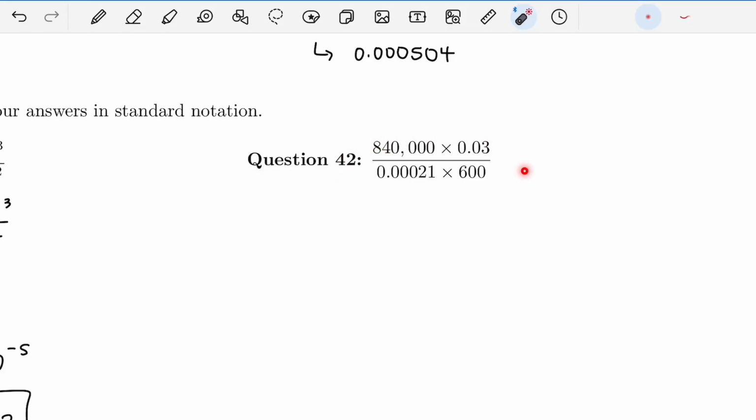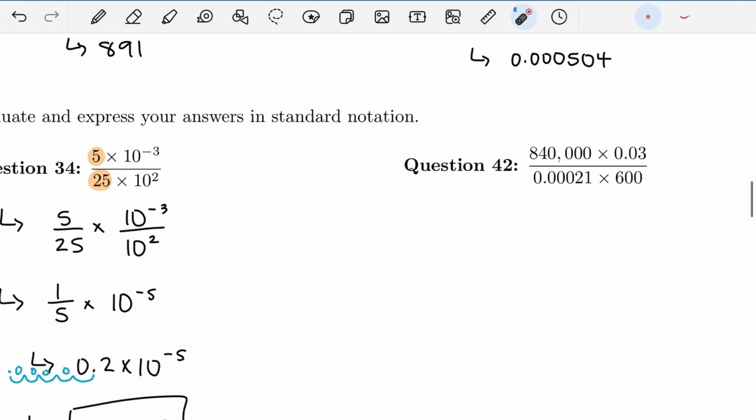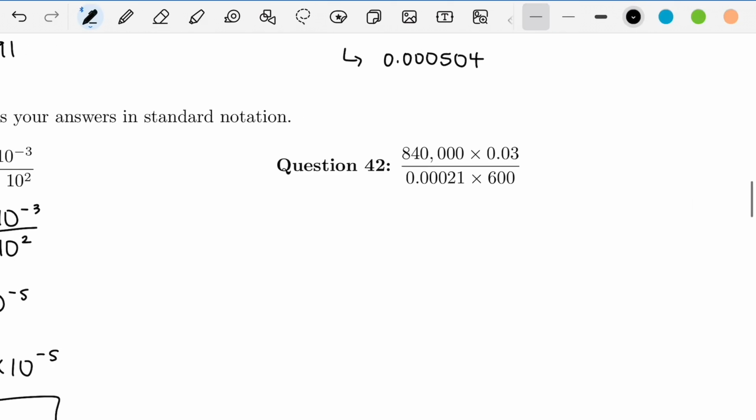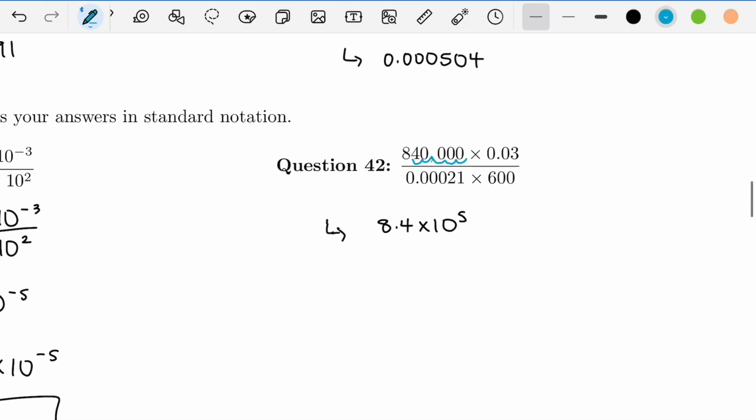Now for this next example here, we have this complicated expression that we want to evaluate. So the first thing that I'm actually going to do is try to rewrite these numbers in scientific notation so that we can use the same properties that we saw in this last example. So the first thing we'll deal with is this 840,000. So rewriting this in our scientific notation, we're going to move this decimal 1, 2, 3, 4, 5 units to the left. So we're going to get this here. And then for our 0.03, we're going to move this decimal 1, 2 units to the right. So times 3 times 10 to the negative 2.